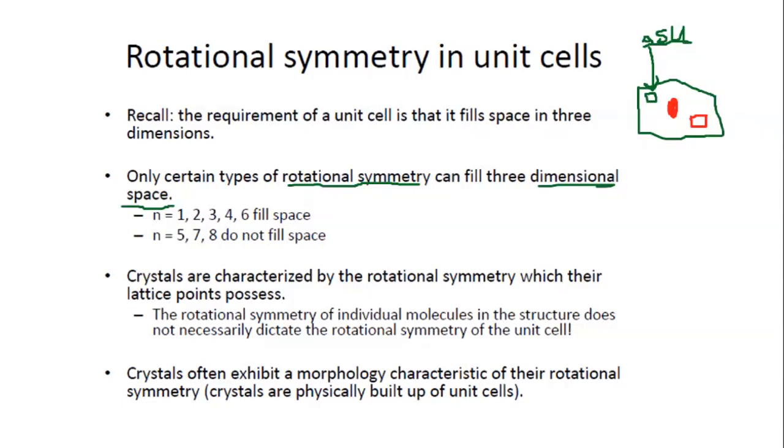Because again, the molecule is its own entity. The crystal is when all the molecules crystallize, or you could say freeze, as they become a solid. So depending on the crystallization conditions, you may or may not have that rotational symmetry. And this goes for any type of symmetry you find within a molecule. It doesn't necessarily correlate to symmetry you'll see in a crystal.